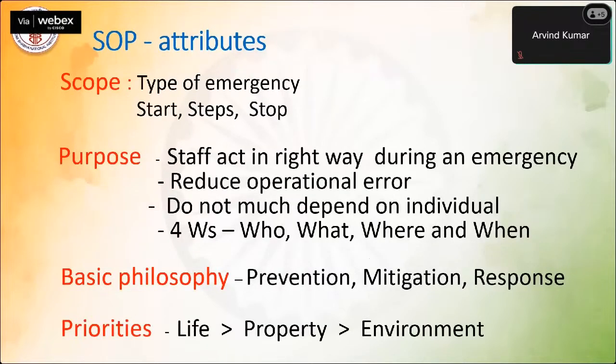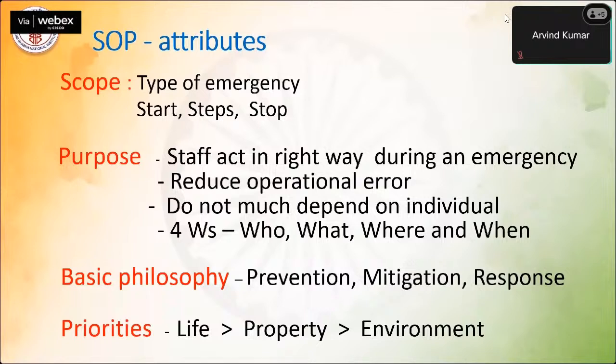Now, I have listed some of the attributes. There is a long list of them. Any SOP should have the scope, the purpose, the basic philosophy, and the priorities. In the scope, there are the type of emergency, the start, the steps, and the stop. That means if the type of emergency is a chemical emergency, then the SOP starts at what point, what are the major steps, and it stops at what point. Because the end of the SOP is not the end of the disaster management.